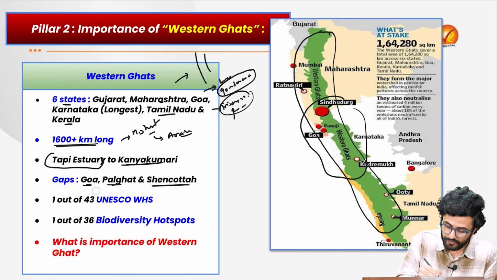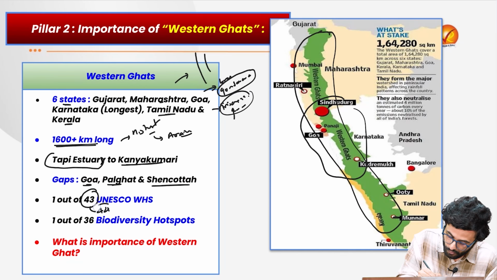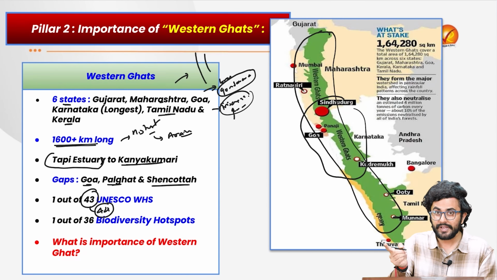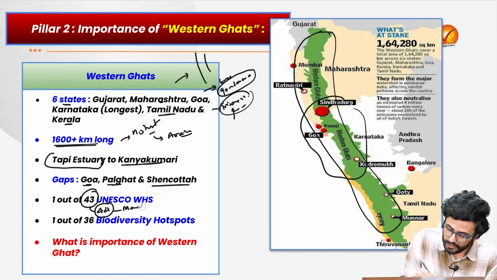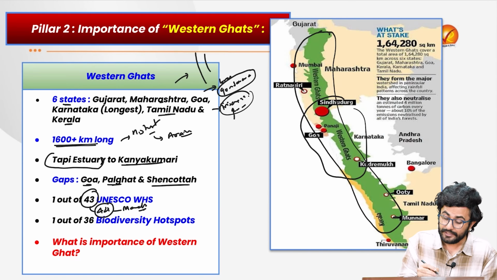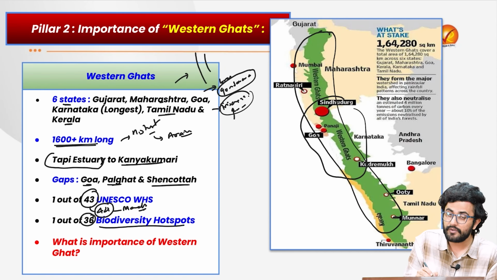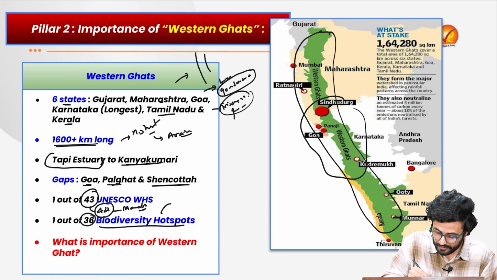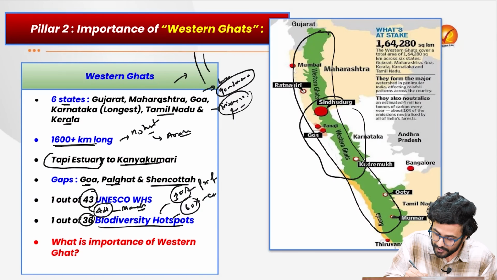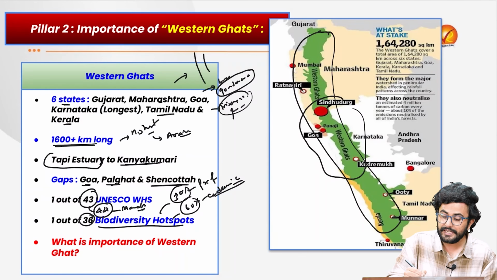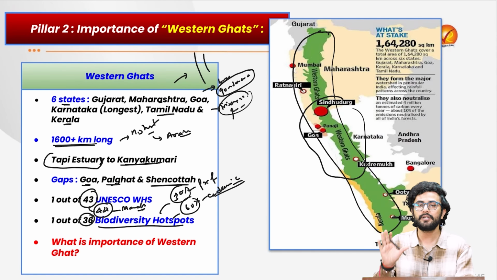They are one of, keep this in mind, 44 UNESCO World Heritage Sites. Very recently another UNESCO World Heritage Site has been added, and that is the Maratha military landscape. They are also one out of 36 biodiversity hotspots, where they consist of almost 30% of the country's flora and fauna, and almost 60% of this flora and fauna is completely endemic, or not found anywhere else in the country.